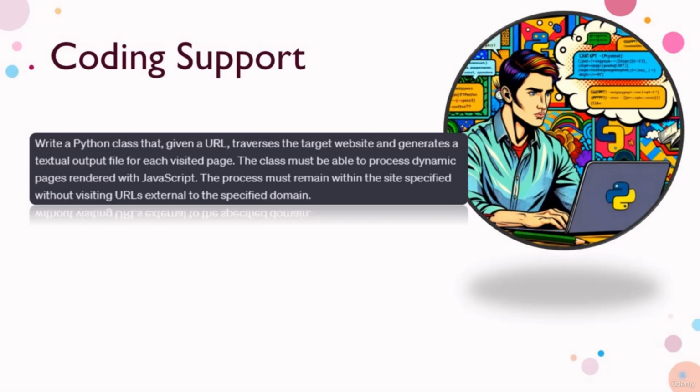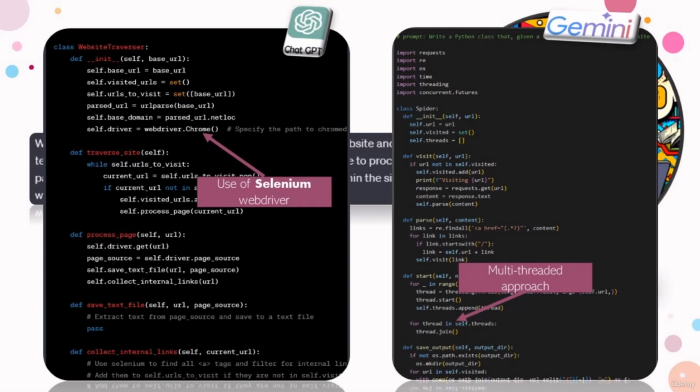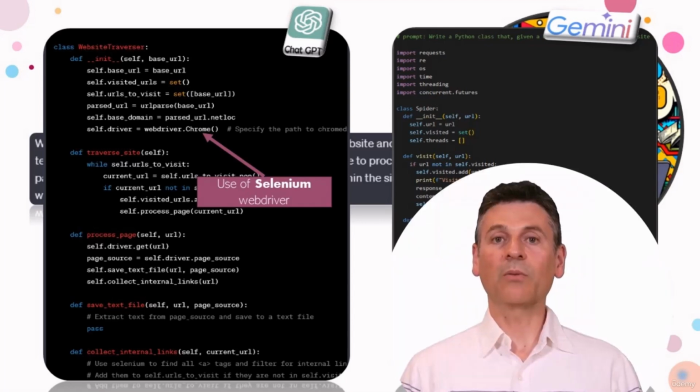On the left is the code generated by ChatGPT, and on the right is the code generated by Gemini from the same prompt. As you can see, ChatGPT better understood the need to execute JavaScript code to render dynamic pages, while Gemini focused on the performance aspect of web crawling. Next, I will look at the anatomy of a good prompt, coming up.